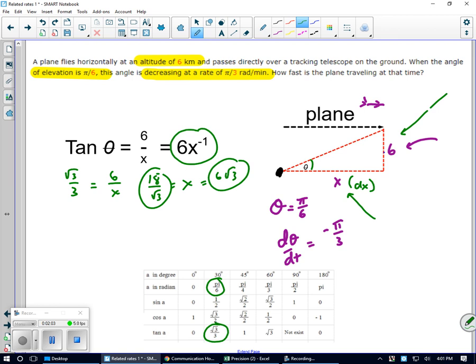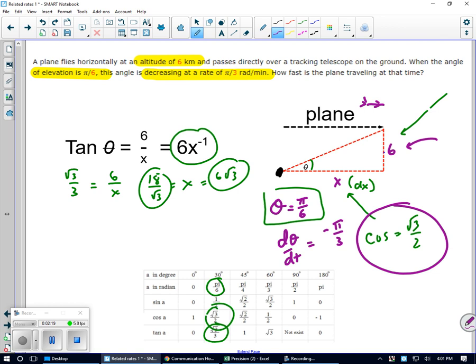And one other thing we're going to need to know is that the cosine of my angle, the cosine of pi over 6, is the square root of 3 over 2. So those are the pieces we're going to need for the next part. That the cosine equals the square root of 3 over 2, and x is 6 square roots of 3. So let's go to the next part.